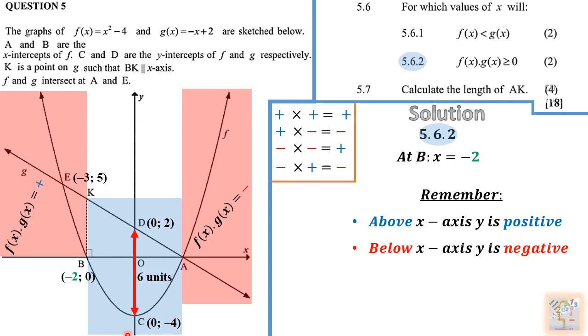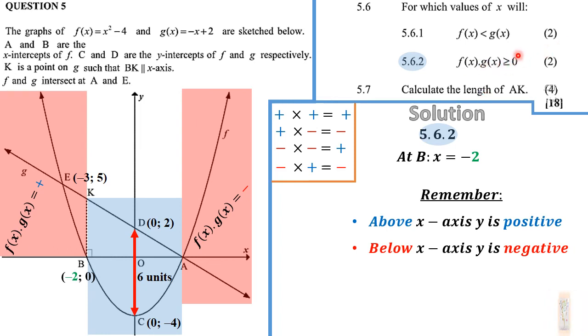Then let's look at another part. If you look at the part between B and A, or A and B, you realize this part from here up to here is g. It's above the x-axis, so it is positive. And this part of the parabola is below the x-axis, so it is negative. So we have positive multiplied by negative, which will give us negative, and this will not be a solution. But remember, this is saying greater than or equal to. It means even when you multiply them and they give you 0, then it's also a solution.